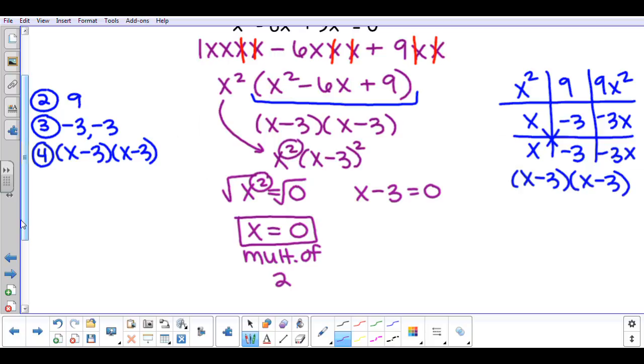For x subtract 3, I'm going to add 3 to both sides, and I'm going to get x equals a positive 3. Now this one, when I factored, I ended up with 2 x subtract 3's, which means I saw the factor twice. So the x equal to 3 will also have a multiplicity of 2.